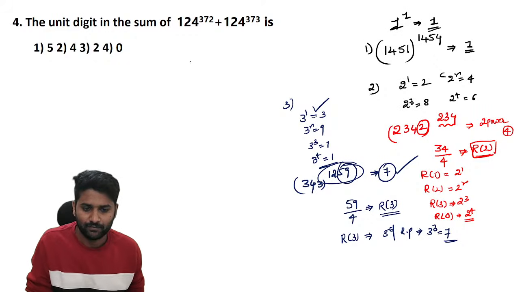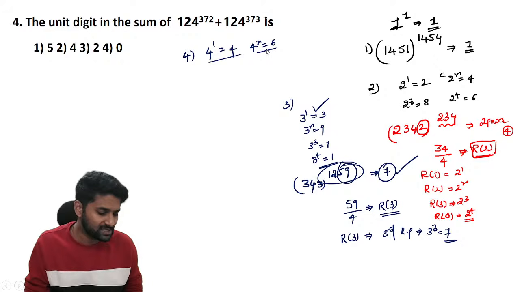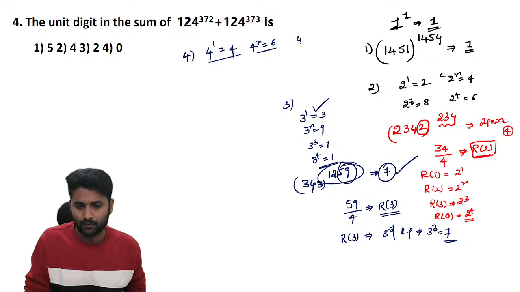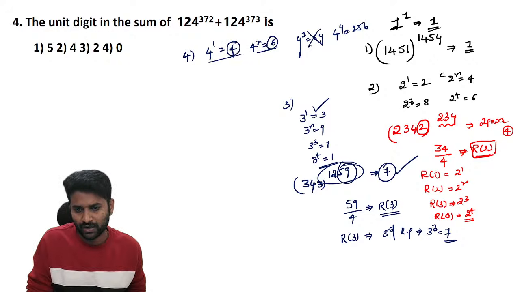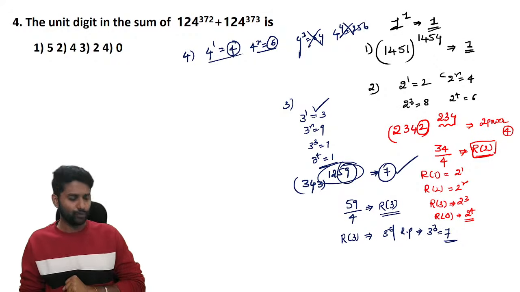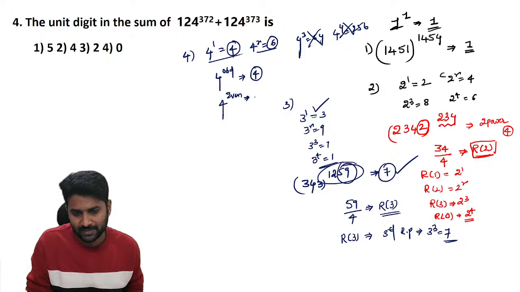In the same way, the 4 power cycle: 4 power 1 is equal to 4. 4 square is equal to 16. 4 cube is equal to 64. 4 power 4 is equal to 256. It means the repeated values are only 4 and 6. No need to consider the remaining ones. Only 2 values are always repeated in the 4 cycle. If you check any 4 power odd, your units place is 4. 4 power even, your units place is 6.